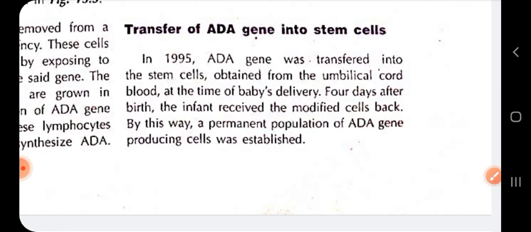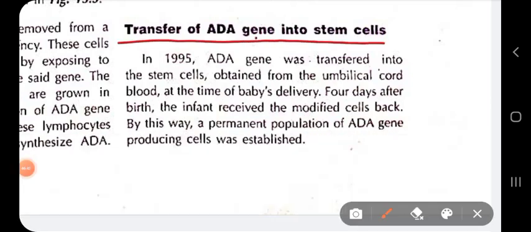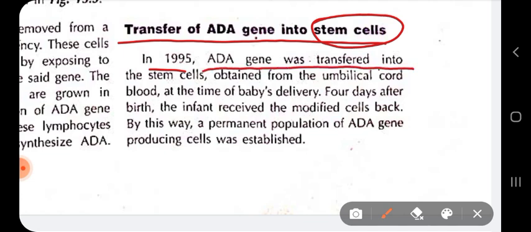Now another approach for curing SCID disorder is to transfer this ADA gene into the stem cells. Stem cells are those cells which are pluripotent in nature, which can give rise to any cell type. So what happened in 1995? The ADA gene was transferred into stem cells, and the stem cells were obtained from the umbilical cord blood at the time of baby delivery.